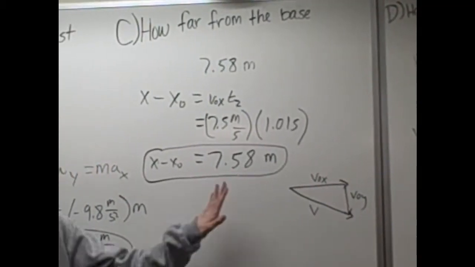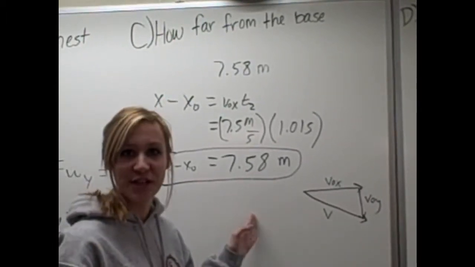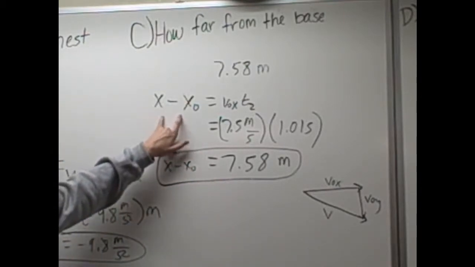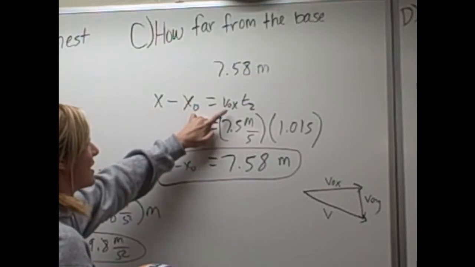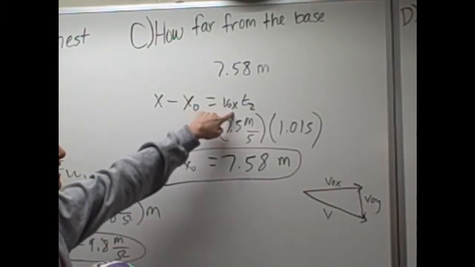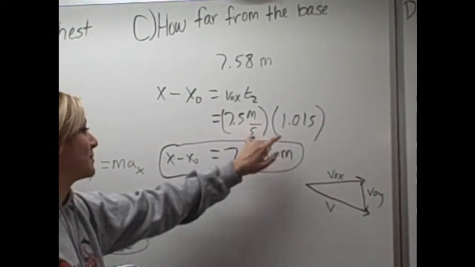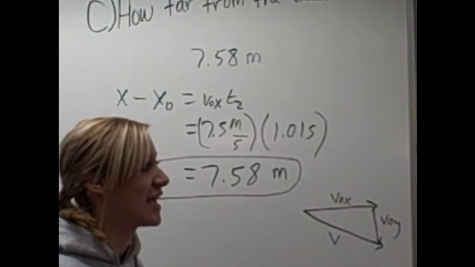Okay, to determine how far from the base we are, we already measured that with the meter stick, but just to check our math, to find x minus x naught, which is displacement, obviously, we took v naught x, so our component, and t2, and we multiplied them to get 7.58, which is exactly what we measured. And you win.